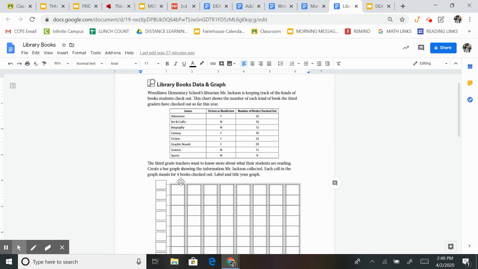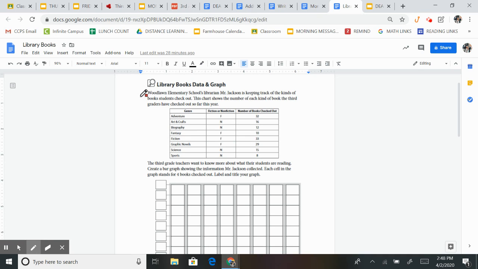Now, it is best if you are able to print this off so that you can just write and label directly on the graph. But if you are someone who does not have a printer, that is okay because on scrap paper you can just take your time and recreate this graph as best as you can for your graphing practice for today. So the directions say library books, data, and graph.